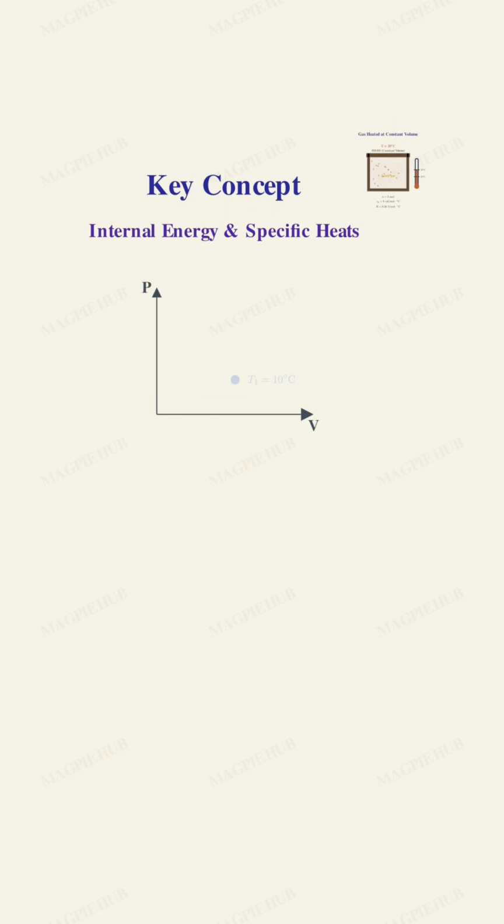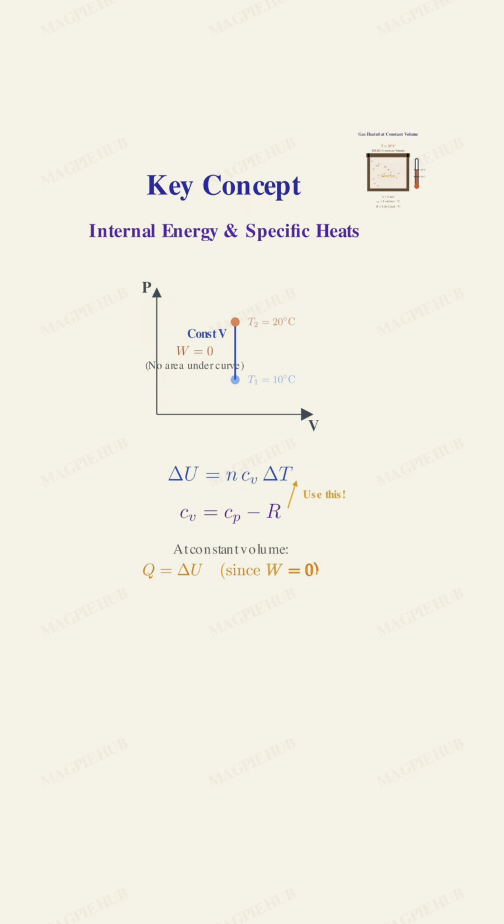The key concept here involves the relationship between specific heats and internal energy. On the PV diagram, a constant volume process is a vertical line. At constant volume, work done is 0 because there is no change in volume. The crucial formula is change in internal energy, delta U, equals N times Cv times delta T. And to find Cv, we use Mayer's relation, Cv equals Cp minus R. Because the answer is required in calories, we must convert R to the same units as Cp.